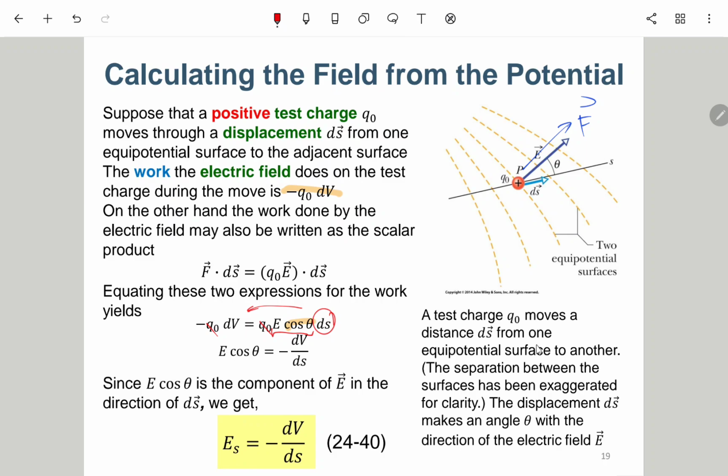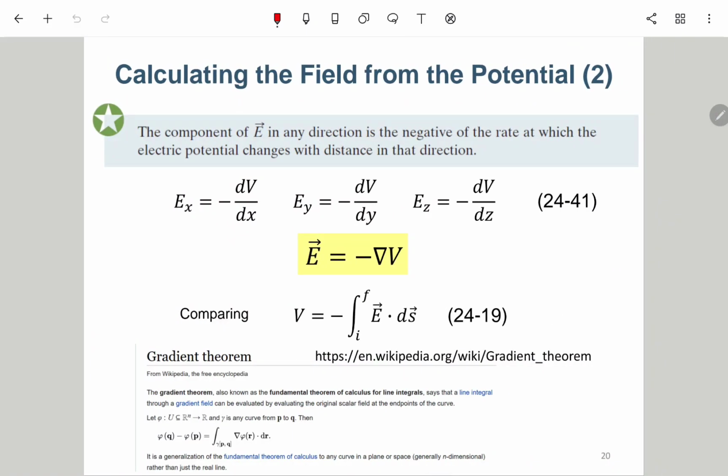E cosine theta means the component along this s-axis. For the x-axis component we write it as Ex, for the y-axis component we write it as Ey, so for the s-axis component we write it as Es. Es equals negative dV/ds. So we have this formula.